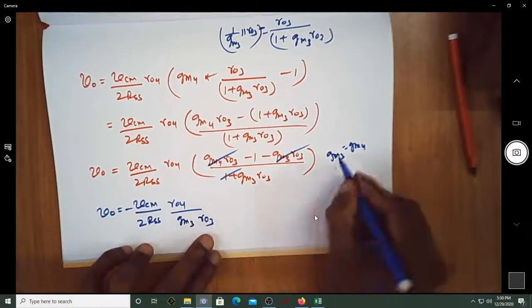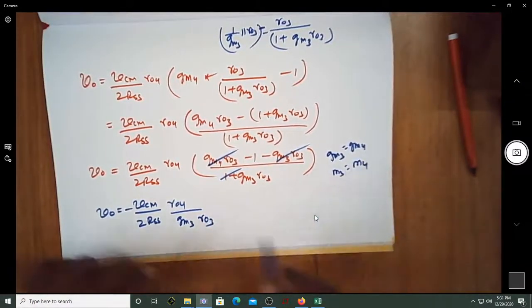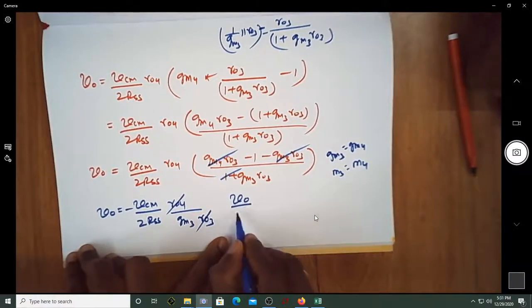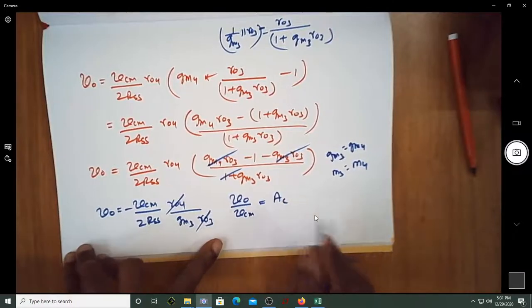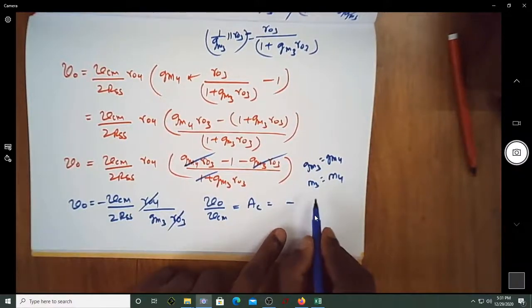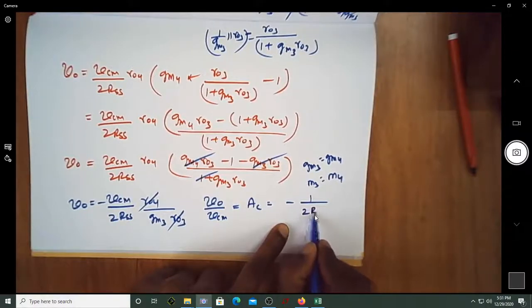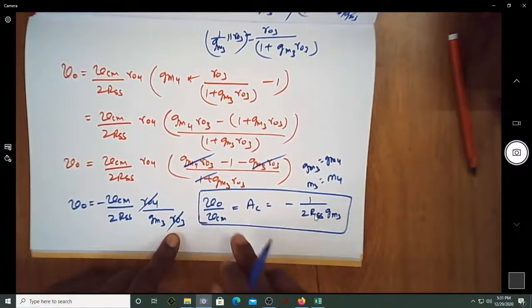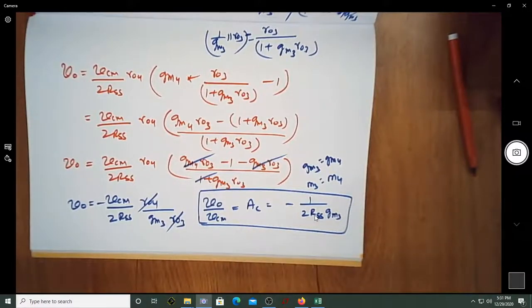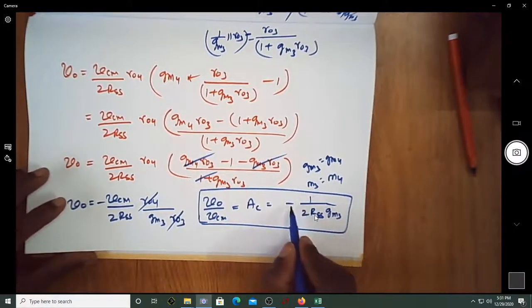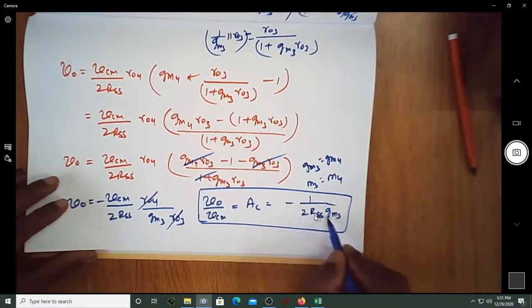If you again assume, because we are assuming M3 is equal to M4 in all the sense, then I can cancel this with this. So now V0 by VCM, which I am considering as the common mode gain, is given by minus 1 over 2 RSS into GM3. This is the expression for the common mode gain of an active load differential amplifier, of course, when you are measuring the output voltage single-endedly. It is negative, and negative means it is out of phase: 1 over 2 RSS into GM3.